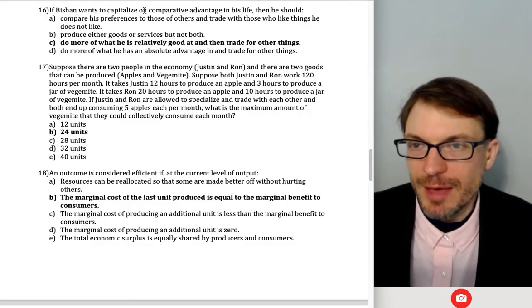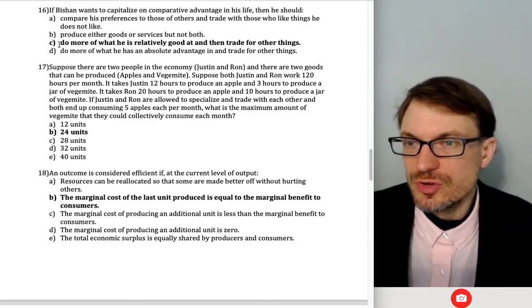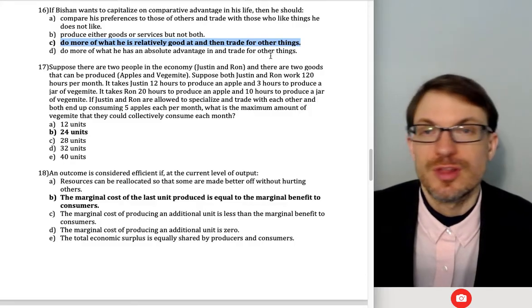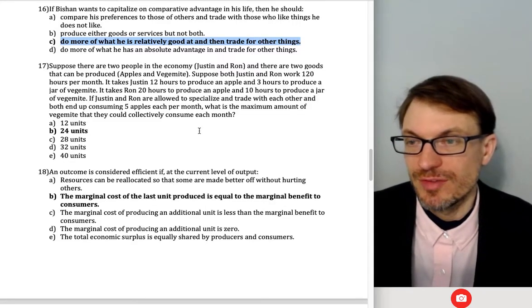if it affects the original decision maker, it's not an externality. Okay, so we want to capitalize on comparative advantage. You should do more of what you're relatively good at and trade for the other things. That's exactly our application of comparative advantage.